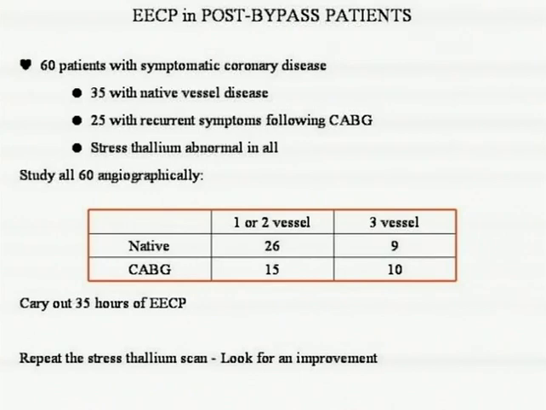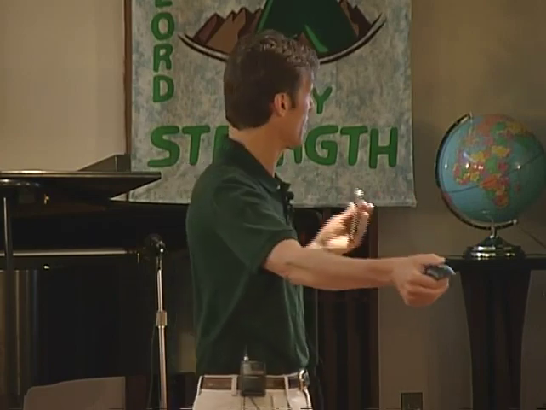60 patients with symptomatic coronary disease. Some had prior bypass, some had native vessel disease, they never had a bypass. You're going to do a nuclear stress test on them, and you're going to do a heart cath. And for the patients with prior bypass, if the graft and the artery to which it's attached are both blocked at least 50%, that would be single vessel disease, and so on. So you decide how many vessels are involved, you do the nuclear stress study as a baseline, you carry out EECP, and you repeat the nuclear scan and see who responded and who did not.